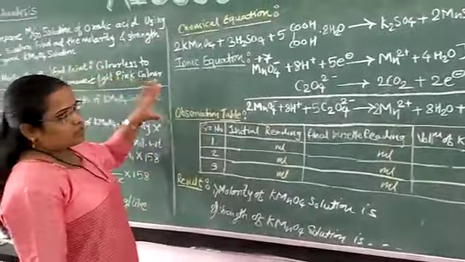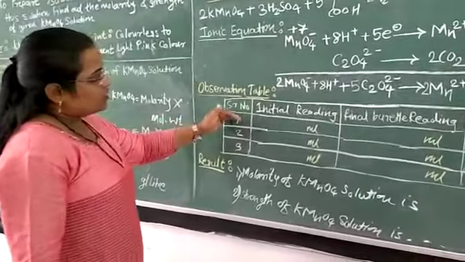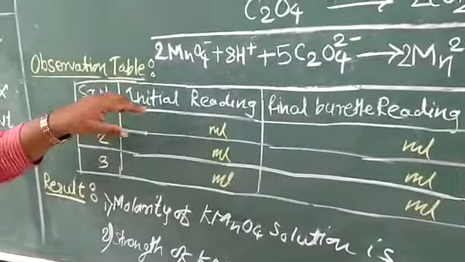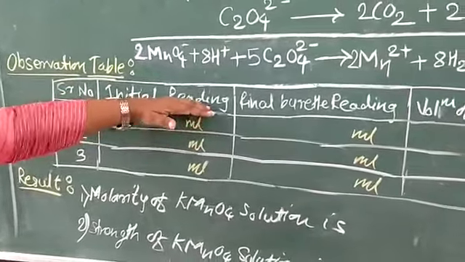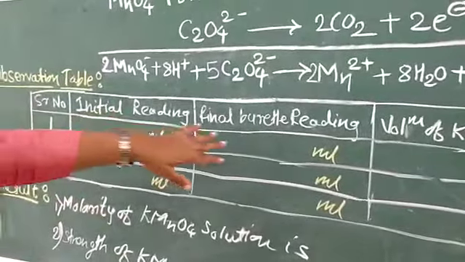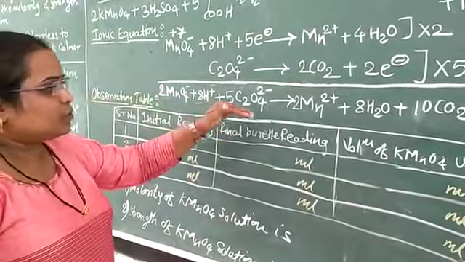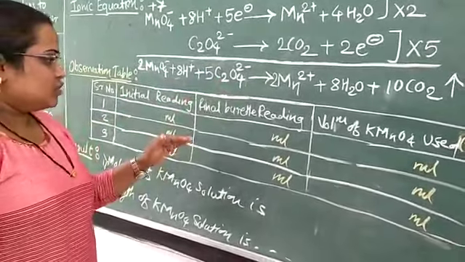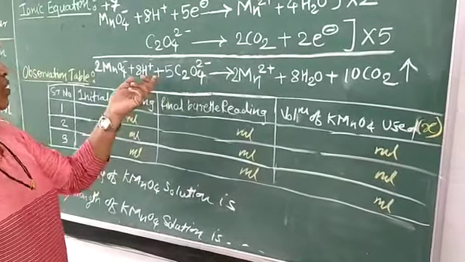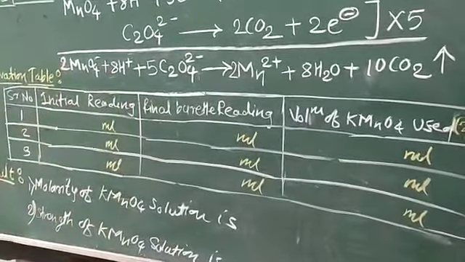For this practical, there is an observation table. The observation table includes the serial number, with successive readings obtained while performing the practical. Then there is the initial burette reading, from which we have to start the practical. Then the final burette reading, that is the volume of KMnO4 which is required for the oxidation of the oxalate ions to CO2 molecules, that is the requirement of KMnO4 solution to perform the oxidation of the oxalic acid.